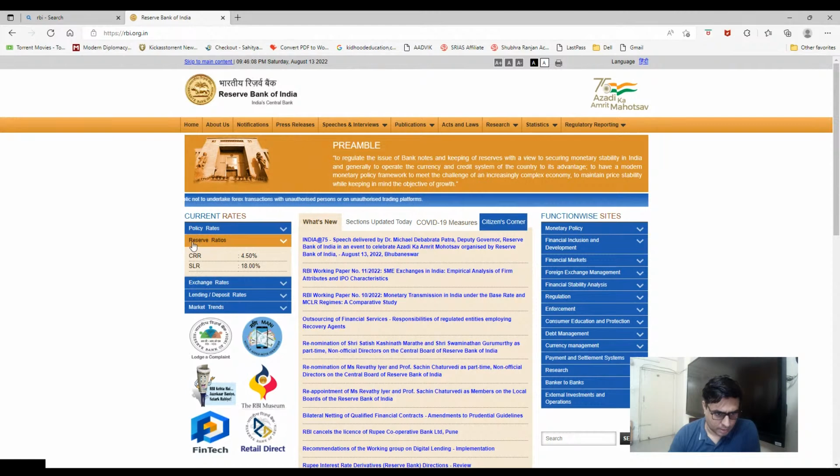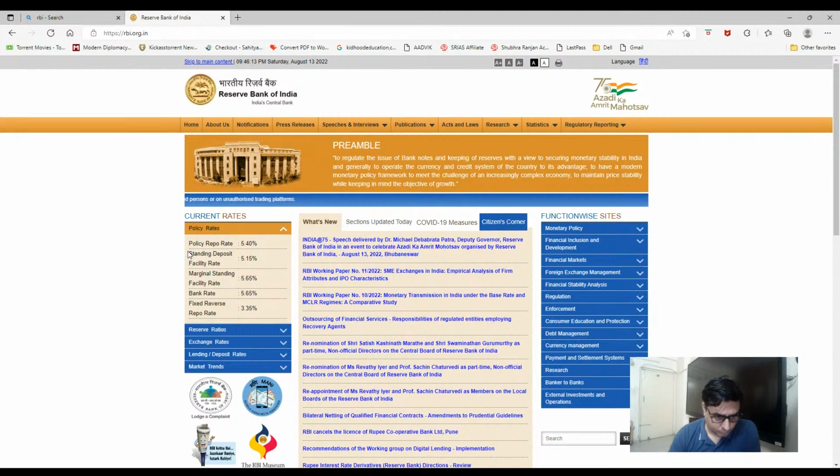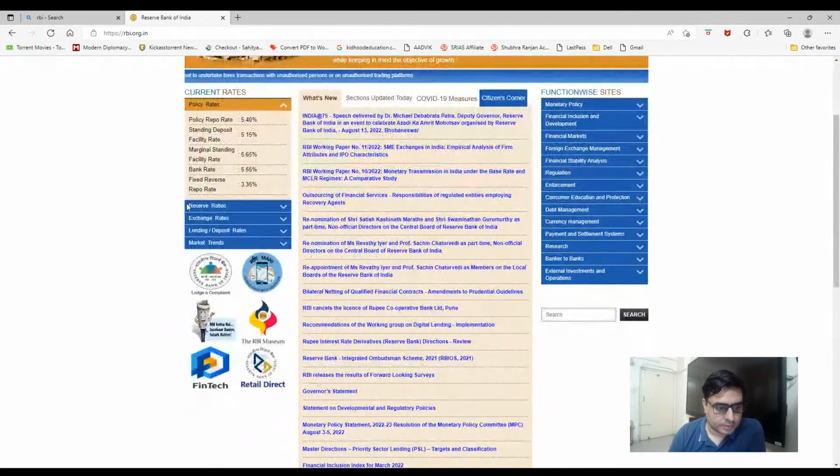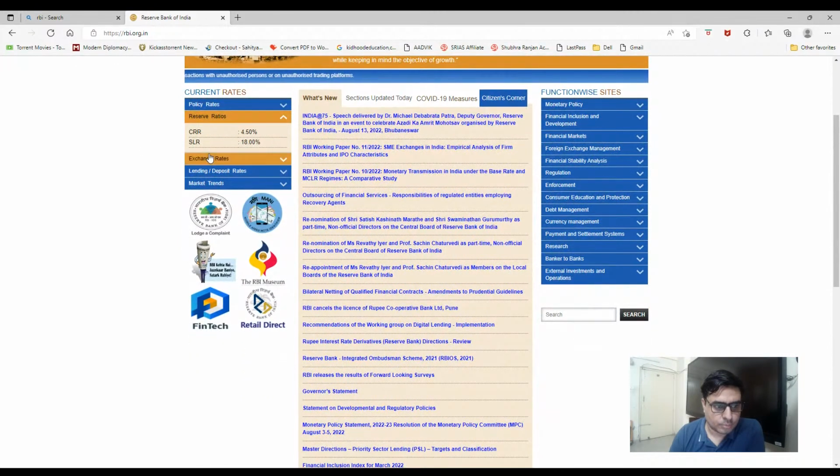Reserve ratios, CRR and SLR, we understood. Now we have to understand policy repo rates, standing deposit facility, marginal standing facility, bank rate, and repos. So basically, now we have to understand what is repo, what is MSF, what is LAF, right? What is bank rate? These are the basic things. Standing deposit facility also you have to understand, right? What is standing deposit facility? This part of monetary policy instruments I have explained, right?